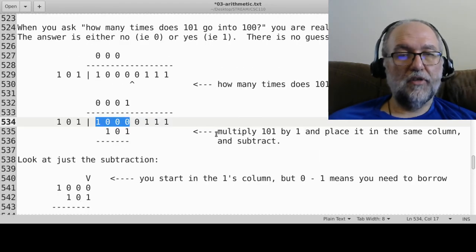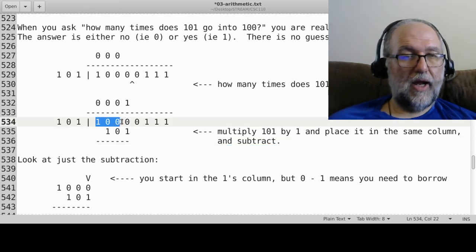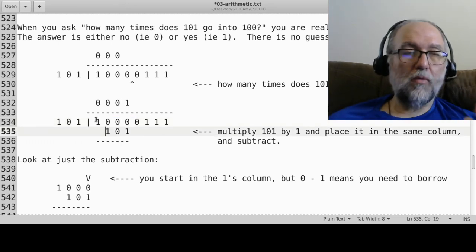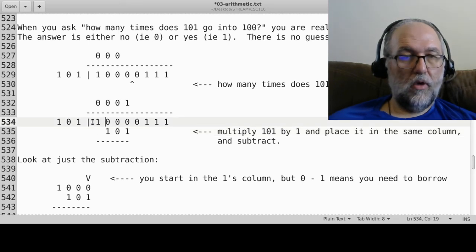All right, now what do we have to do? Now we have to subtract. What do we have to subtract? We have to subtract from 1000 101. Okay, so 1000 minus 101.